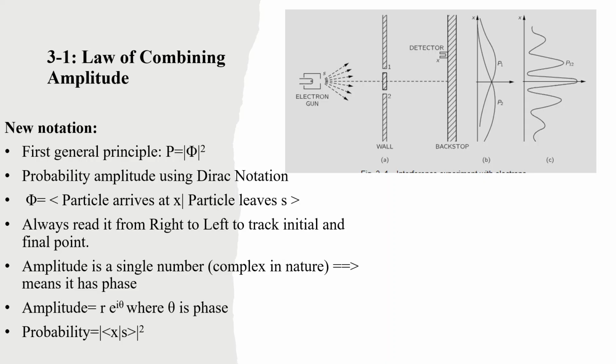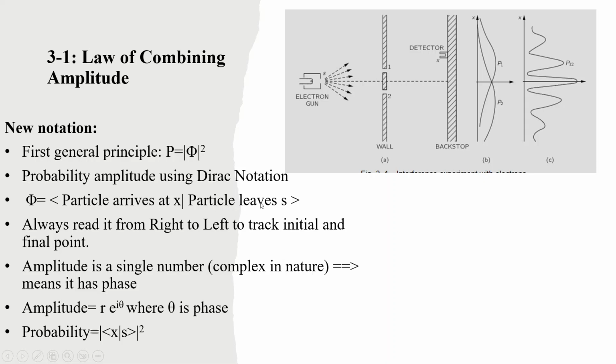First of all, I want to introduce you to some new notations. There are Dirac notations, which are like phi equals to this bracket. This gives information of particle arrives at x, and this gives particle leaves from s. So we always read it from right to left.